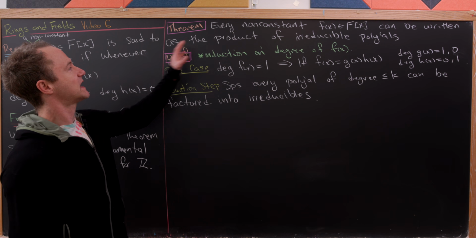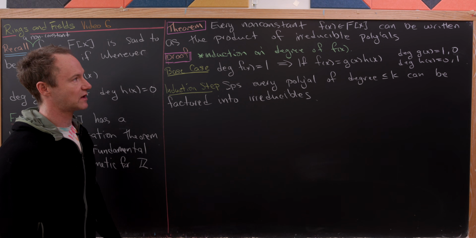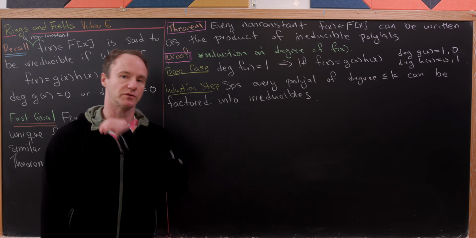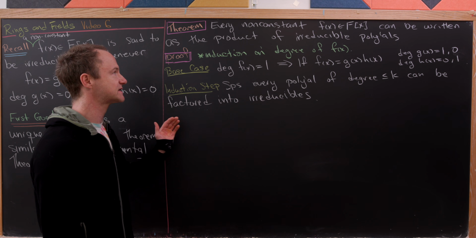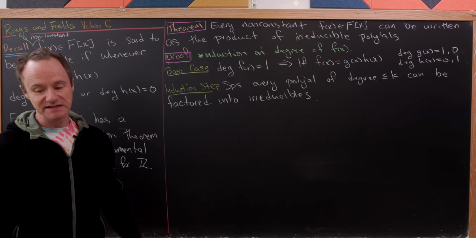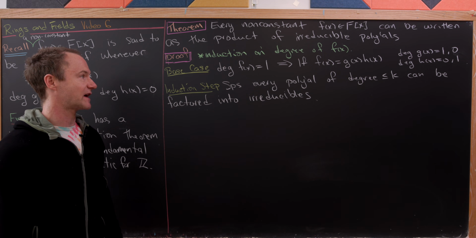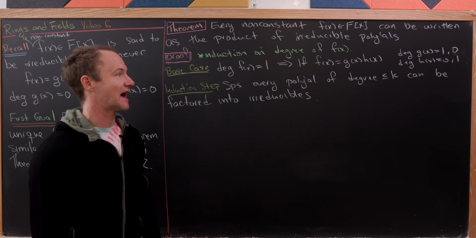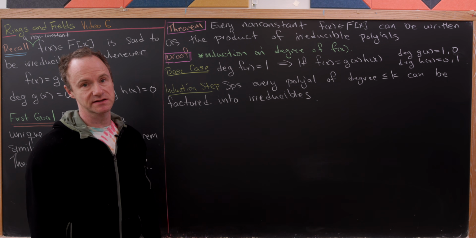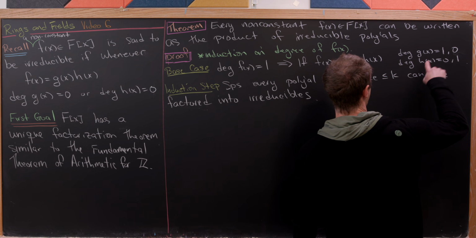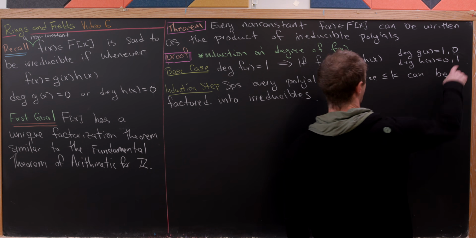Okay, so here we'll prove that every non-constant polynomial f of x in F adjoin x can be written as the product of irreducible polynomials. So we're going to do this by induction on the degree of f of x. Let's observe that if the degree of f of x is 1, and we can factor f of x as g of x times h of x, then that means that the degree of g is 1 or 0, and the degree of h is 0 or 1.